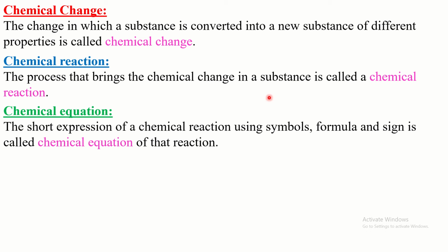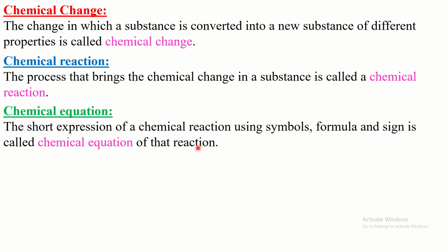This short expression is expressed by using symbol, formula and sign. Sign means plus, minus, equal, arrow sign, these things. That means, what is chemical equation? The short expression of a chemical reaction using symbols, formula and sign is called the chemical equation of that reaction.